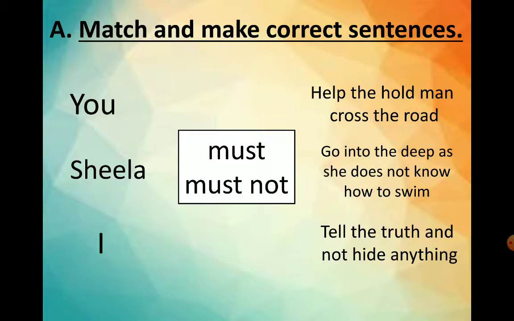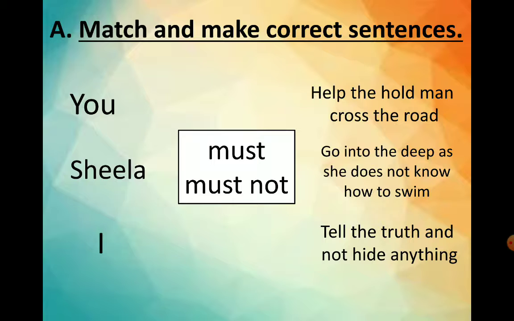Now, let's go to the textbook exercise. I request the children to open page number 56 in your English textbook. Are you all ready with your textbook? Okay, let's start. So, first exercise is match and make correct sentences. There are words here and we have to make a correct sentence out of this.